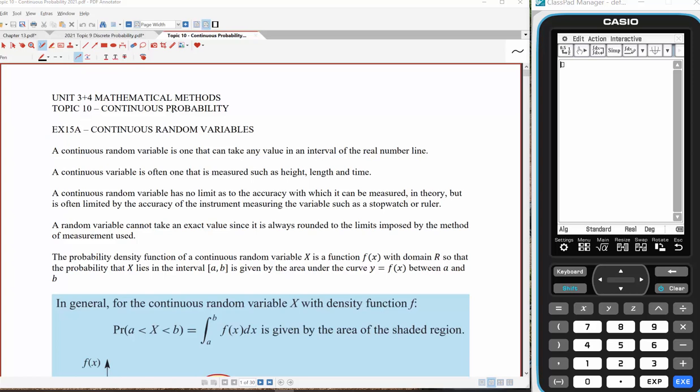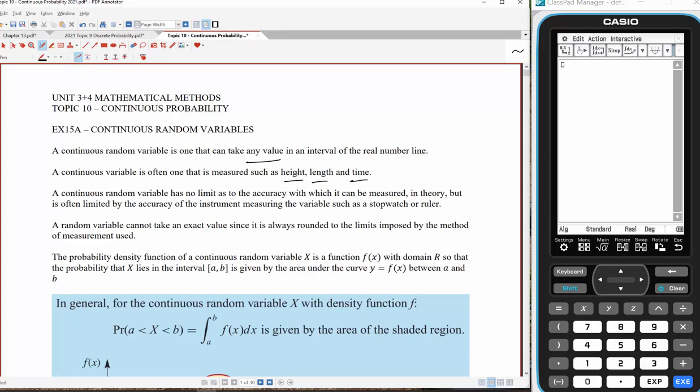Today will be our first look at continuous probability. So 15 and 16 deal with this concept, but let's start with 15 and explore continuous random variables. A continuous random variable is one that can take any value in an interval of the real number line. A continuous variable is often one that is measured, such as height, length, and time. So you'll see these commonly come up in exams.